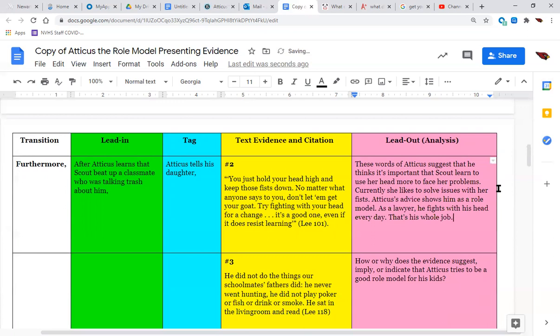Not amazing. Of course, that's my first attempt at it. I could always go back and reword it if a better way to explain it came to me later. So that's fine. But what do I have? I got a transition. I got a lead in. I got an attributive tag. I punctuated the text evidence and the citation properly. And even if it's not that good, I at least have a lead out that I can work on later if something better occurs.